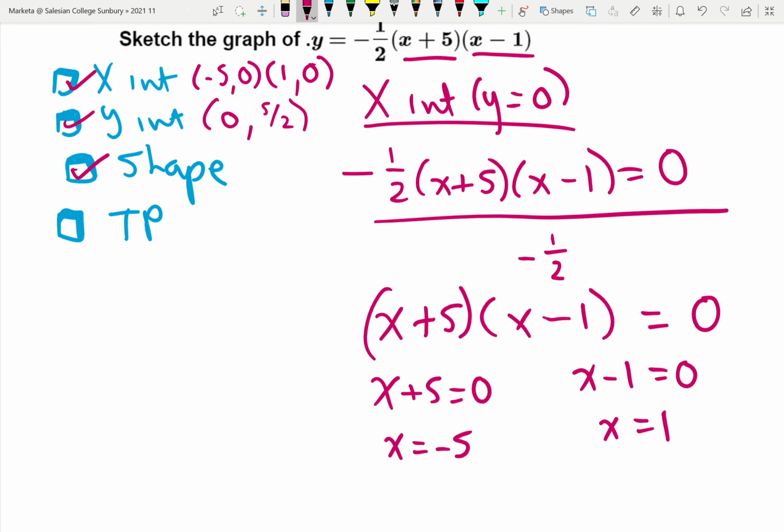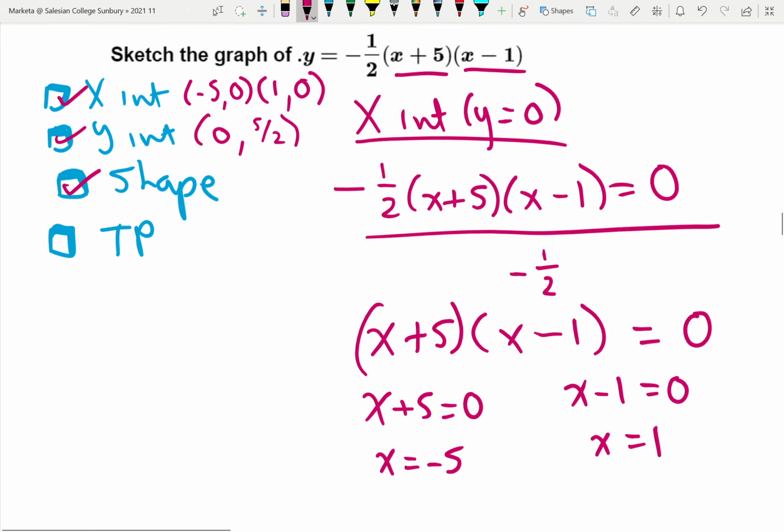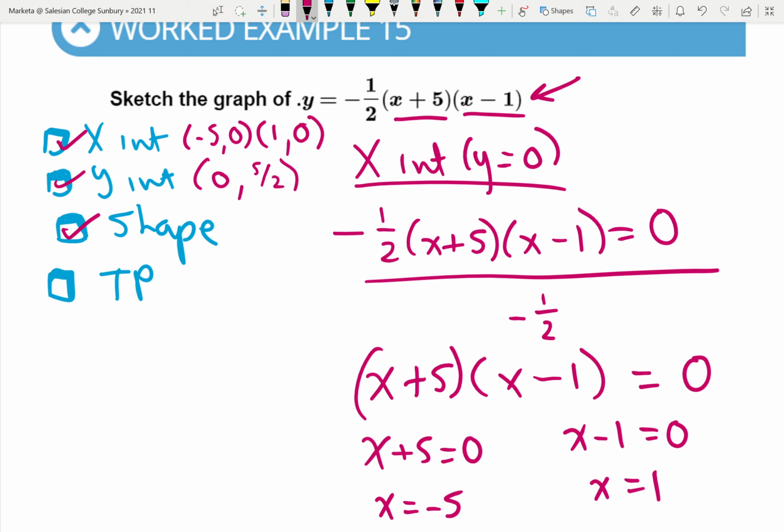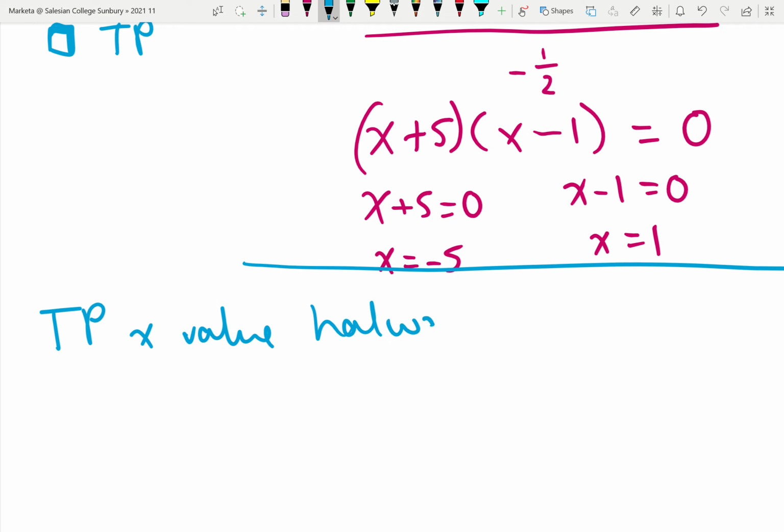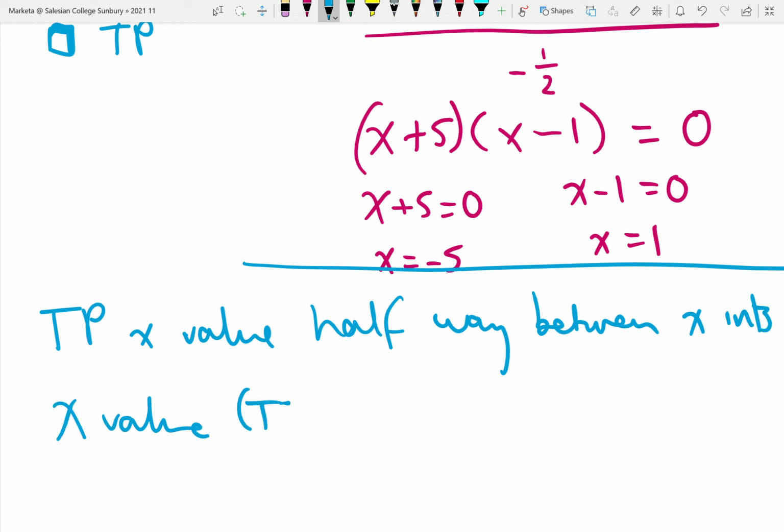So we're almost there. The only thing we need is the turning point, and you could expand this equation here and put it into turning point form, but that would be quite a lot of work when really all we need to do is know that the turning point x value is in the middle of the two x-intercepts. So the x value of the turning point is going to be, we take the two x values, negative 5 plus 1, we add them together and divide by 2. So it's like doing the average.